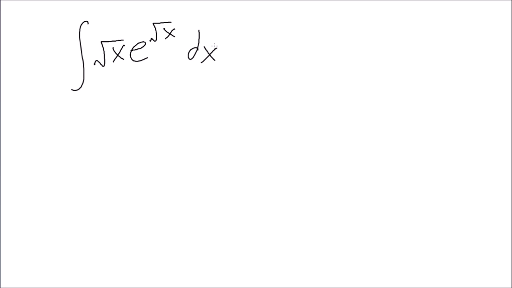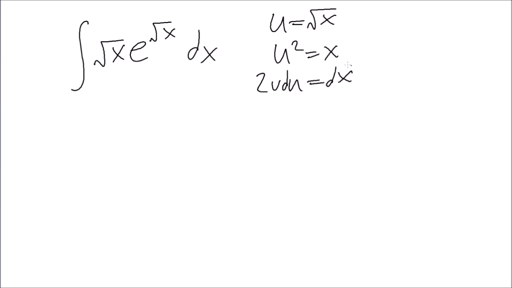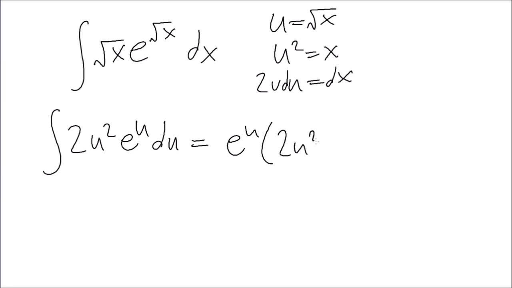Okay, we have a bunch of square root of x's. Let's do u equals square root of x. But the thing is, we don't have a du. So because of that, we're just going to have to force u sub. So let's go ahead, u square equals x, and now 2u du equals dx. So now we have 2u square e to the u du. Alright, that's no problem. E to the u, 2u square minus 4u plus 4.